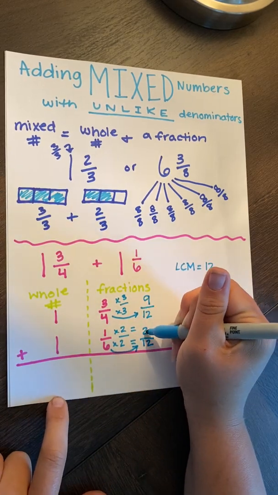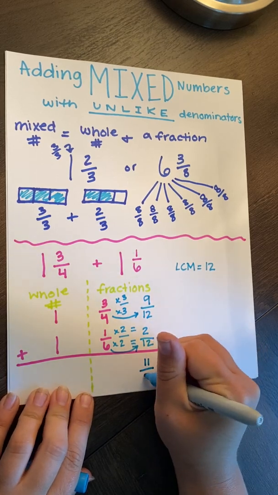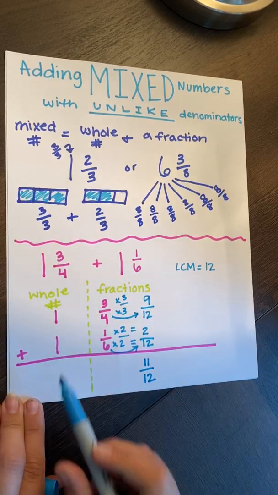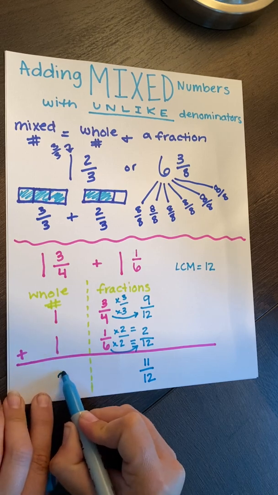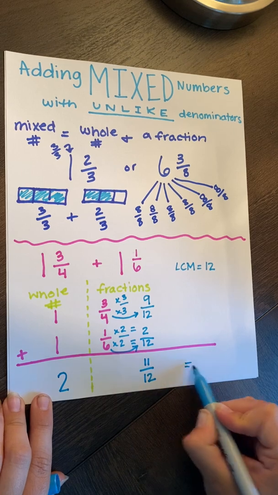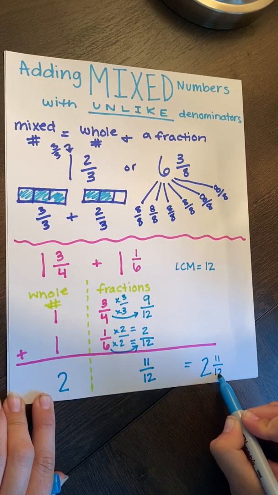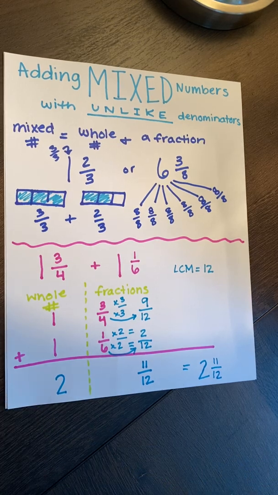9 plus 2 is going to give you 11. Denominators don't change. 11/12. Whole numbers, 1 plus 1, 2, which makes your answer 2 and 11/12. Okay, let's do one more example of this together.